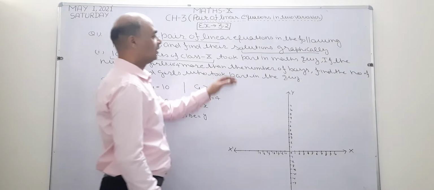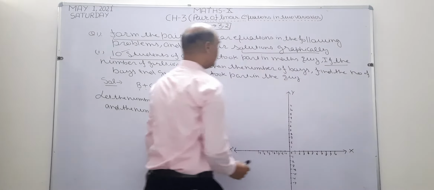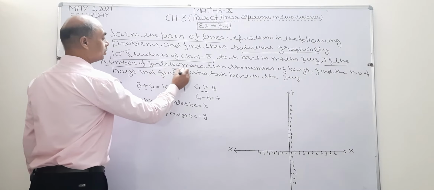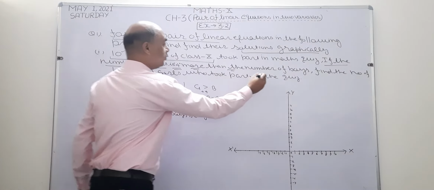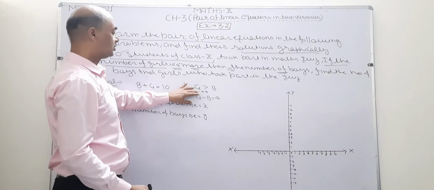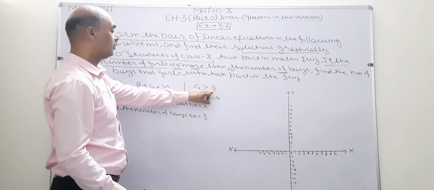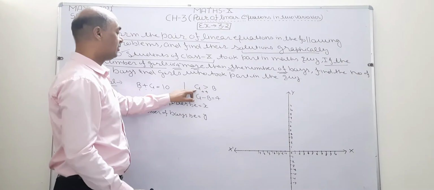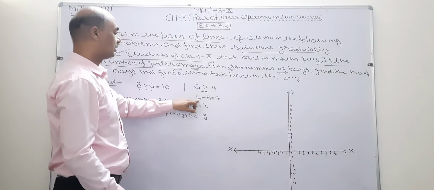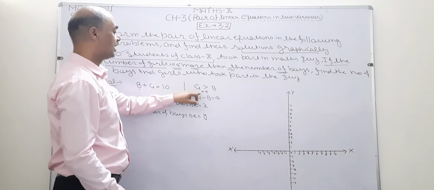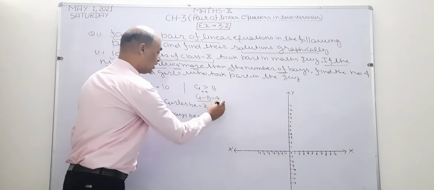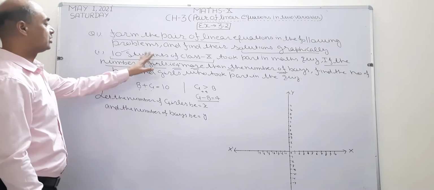Now in the second part, what is given? If the number of girls is 4 more than the number of boys, it means the number of girls is greater than the number of boys by 4. What is the meaning of this? It means the difference between these two is equal to 4. I take G first, girls first, because this number is larger than the boys. So I write here G minus B equal to 4. Is it clear?